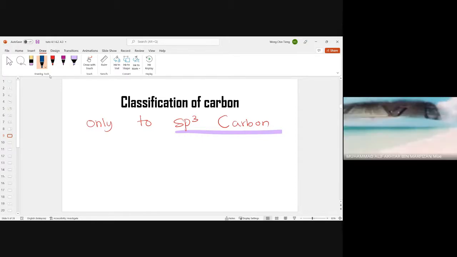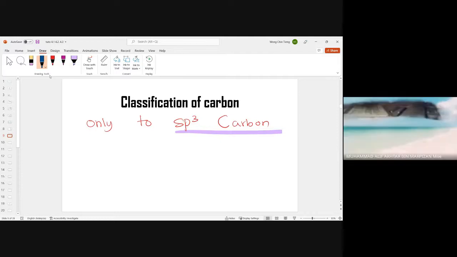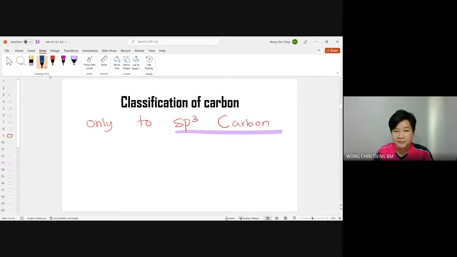Single bonds. Single bond. How many single bonds? Four. sp3 hybridized carbon means carbon that has four single bonds. And I want to remind you, classification of carbon can only happen to the carbon that is holding four single bonds.